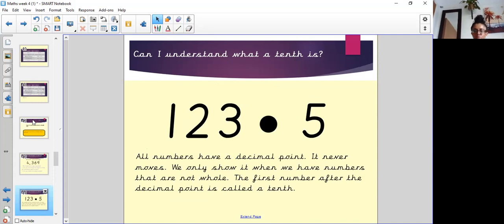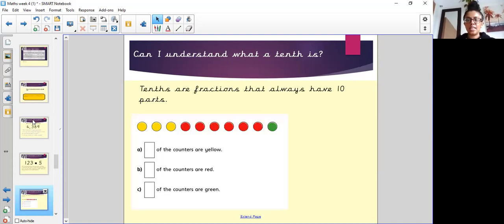So let's have a look. All numbers have decimal points. It never moves. We only show it when we have numbers that are not whole. The first number after the decimal point is called a tenth. Can you say that? A tenth. Fantastic.